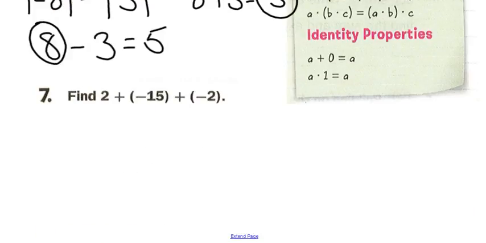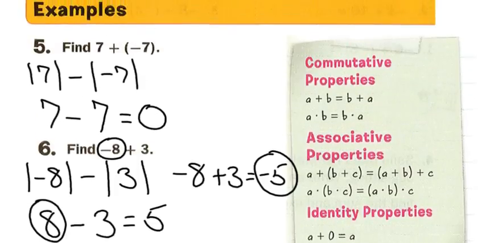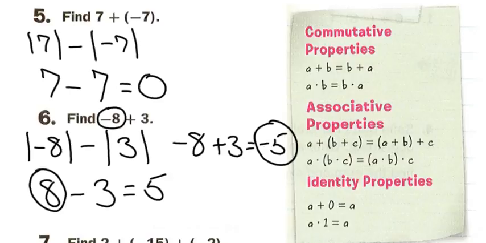One more here. Okay, so we have to find 2 plus negative 15 plus negative 2. So we've got 3 terms here that we want to look at. And I really want you to look back up at these properties you've got here, because these are going to be super useful to us. We've got the commutative property, the associative property, and the identity property.